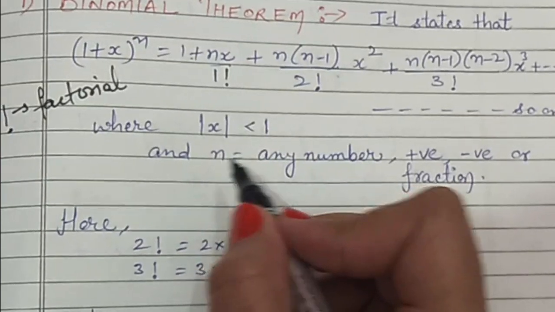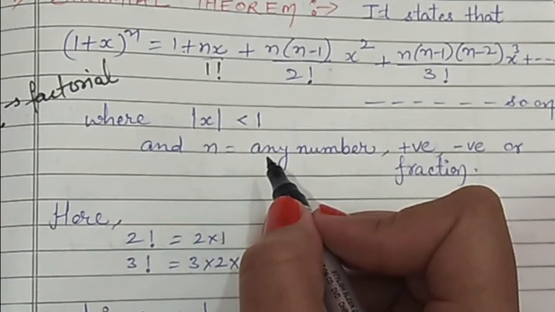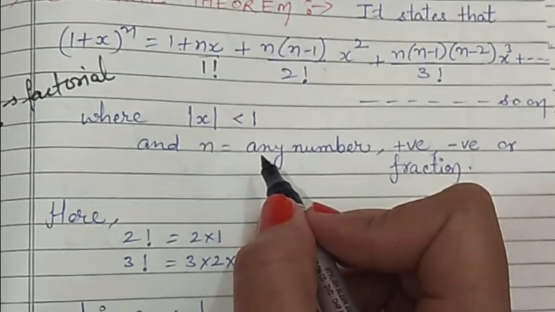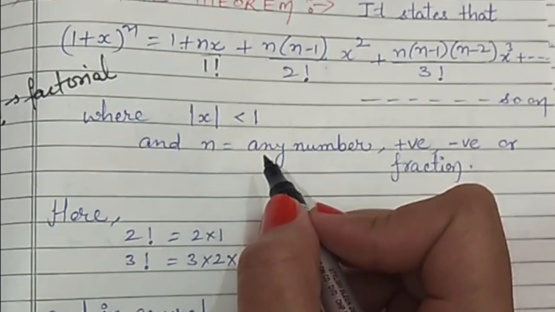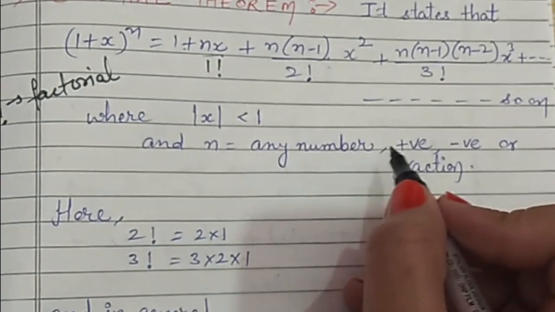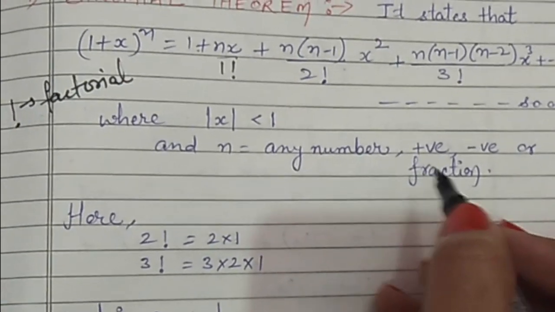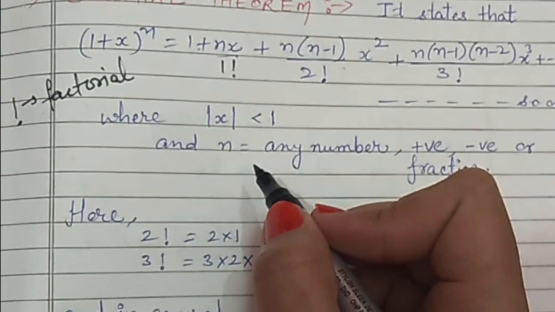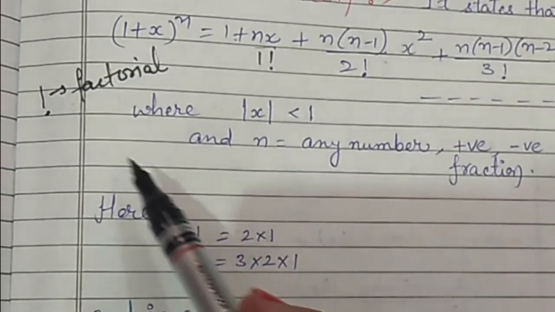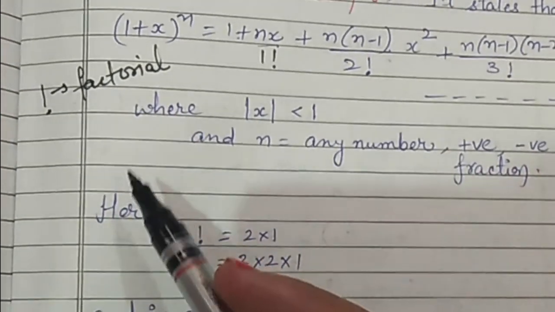And what is n? n is any number, means n is an integer. Integer means all the values from minus infinity to plus infinity, means any number, positive, negative or fraction. n can include all the values. Okay, so now let us understand the meaning of this factorial.